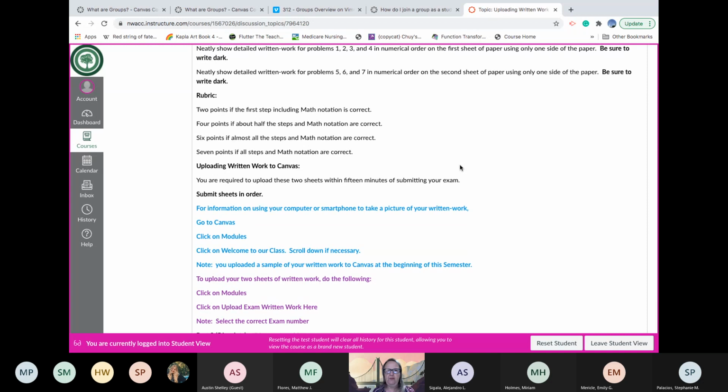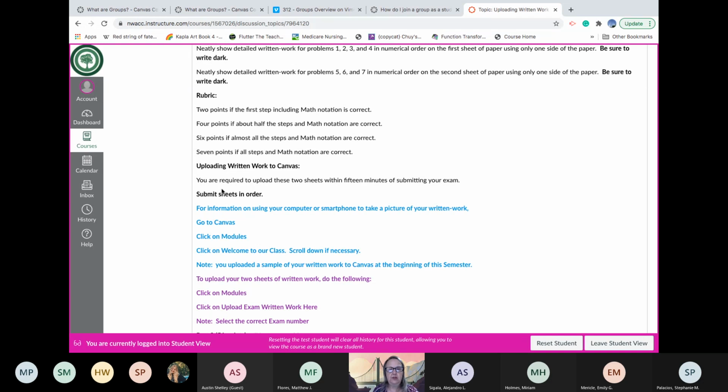Now I've got rubric information here. This is for the written work problems, by the way. 2 points if the first step, including math notation, is correct. 4 points if about half the steps in math notation are correct. 6 points if almost all the steps in math notation are correct, and 7 points if all steps in math notation are correct. I really can't give you a specific rubric for each problem; it's hard to write one. So that's about how I grade.